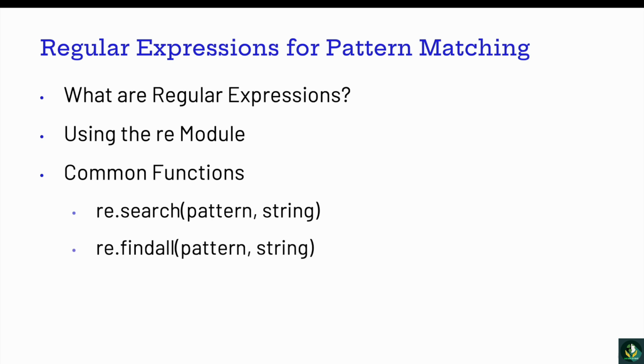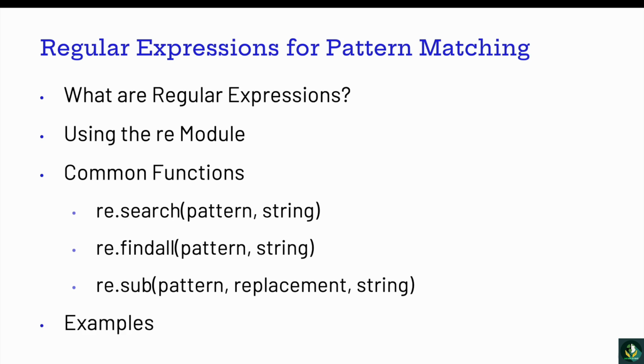Another thing that we have is findall, which actually finds all the occurrences of a particular pattern. In the first case, it will get you the first one, but findall will list you all the occurrences of that particular pattern. Next, we have re.sub, which is substitute, which means it replaces occurrences of a particular pattern.